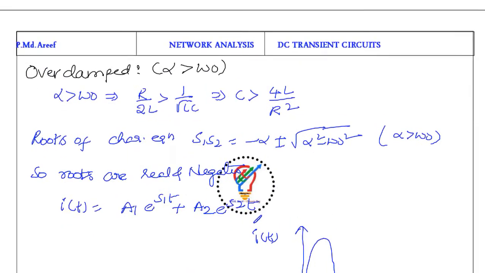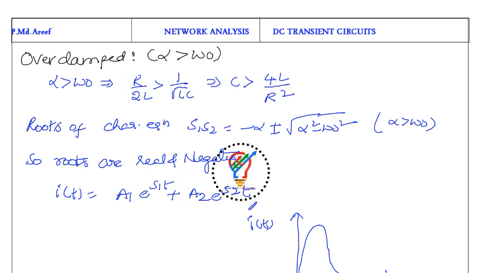First we will take the overdamped case, when the damping factor alpha is greater than omega naught. What is the alpha value? Alpha is equal to R by 2L, and omega naught is 1 by square root of LC. So alpha greater than omega naught means R by 2L is greater than 1 by square root of LC. Squaring on both sides, you will get C greater than 4L by R square. So whenever you are given a source-free series RLC circuit, just cross-check this condition. When C is greater than 4L by R square, the system is going to give an overdamped response.